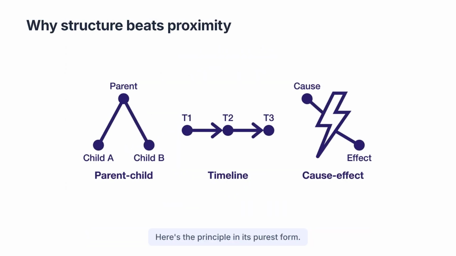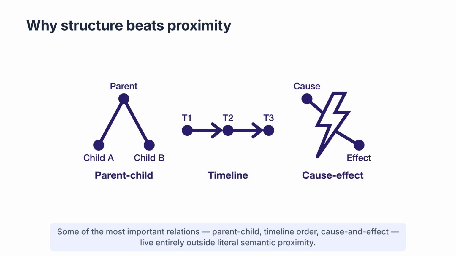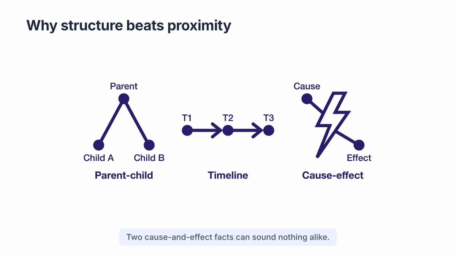Here's the principle in its purest form. Some of the most important relations, parent-child, timeline order, cause and effect, live entirely outside literal semantic proximity. Two cause and effect facts can sound nothing alike. Only an explicit edge captures that link. Structure encodes what similarity physically cannot.